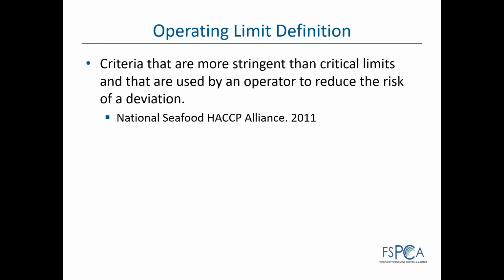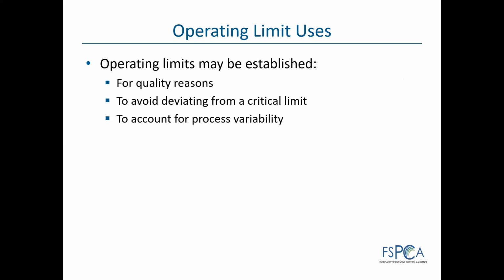Okay, next one. We mentioned earlier about operational limit. So here we want to talk a little bit about that. Operational limit is a value more strict, or we say more conservative, compared to the critical limits. This is used by operators to reduce the risk of a deviation. The definition actually comes from the FDA, another document in 2011 from the National Seafood HACCP Alliance.